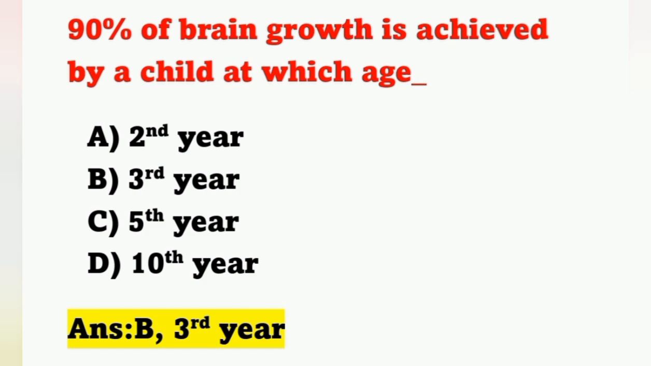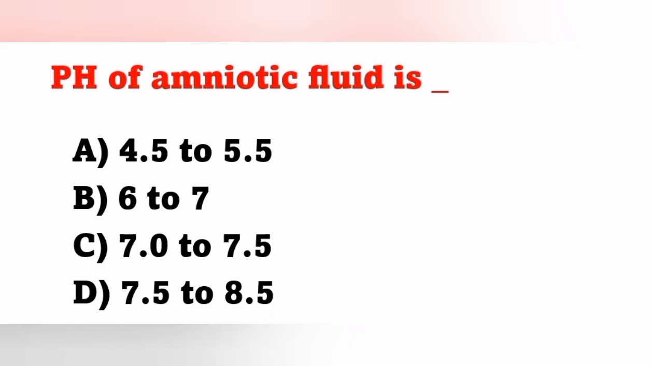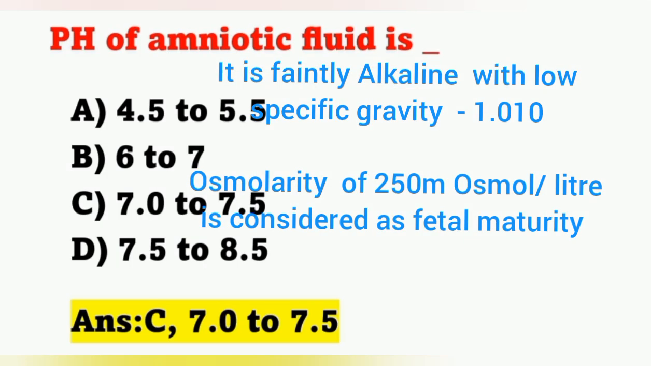Move on to the next question. pH of amniotic fluid is. Options: Option A, 4.5 to 5.5. Option B, 6 to 7. Option C, 7 to 7.5. Option D, 7.5 to 8.5. What is the normal pH of amniotic fluid? The correct answer is option C, 7 to 7.5.